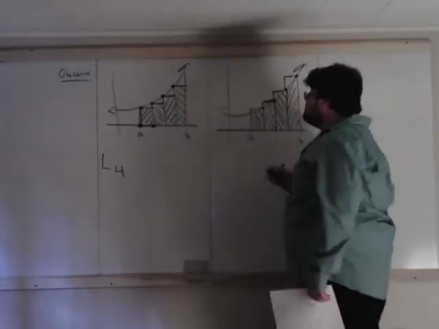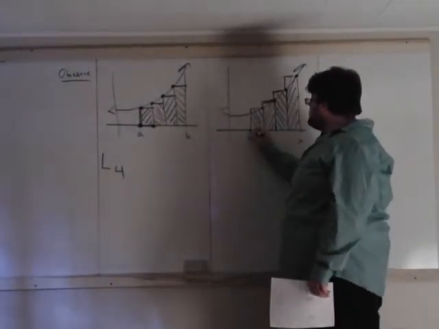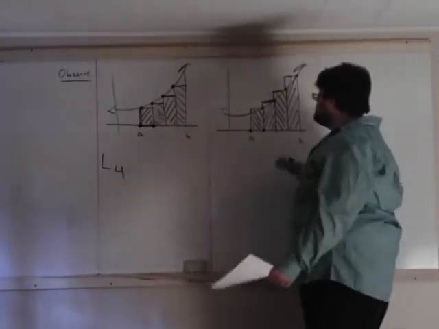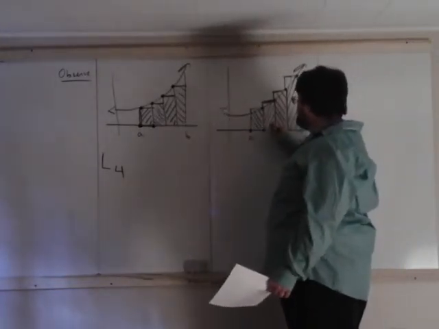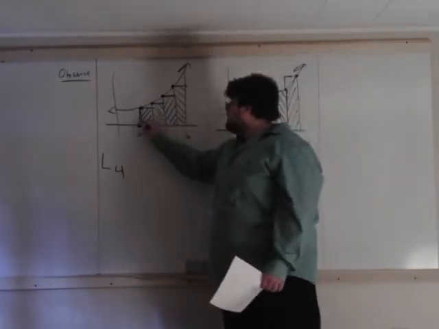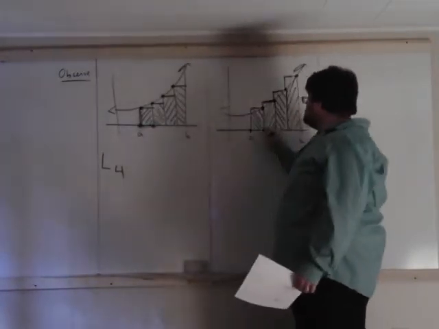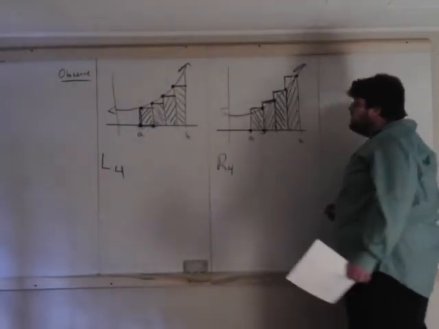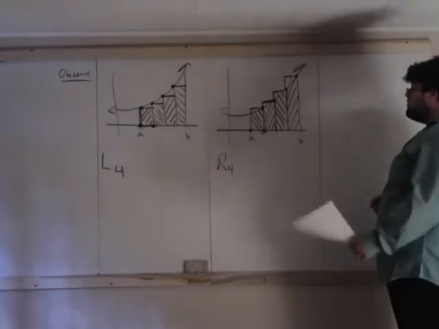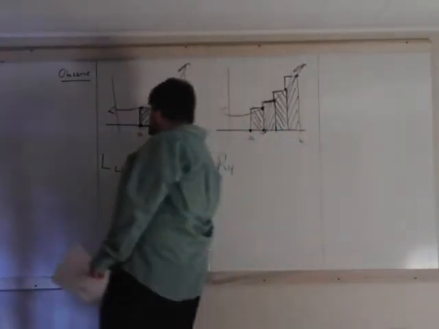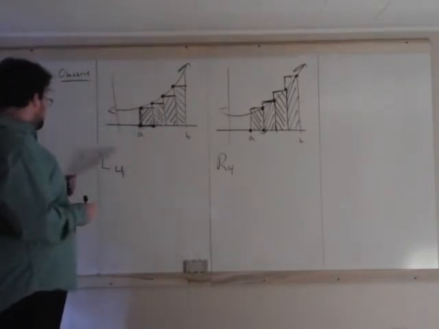Over here, when we formed the first rectangle, again, we have 2 endpoints we could have chosen. But here, when we formed the top side of the rectangle, we used the rightmost endpoint. Here we used the leftmost endpoint. Here we use the rightmost endpoint. And we'll call this approximation R4. So R is for the right endpoints, 4 is because it's 4 rectangles. L is for the left endpoints, 4 is because it's 4 rectangles.